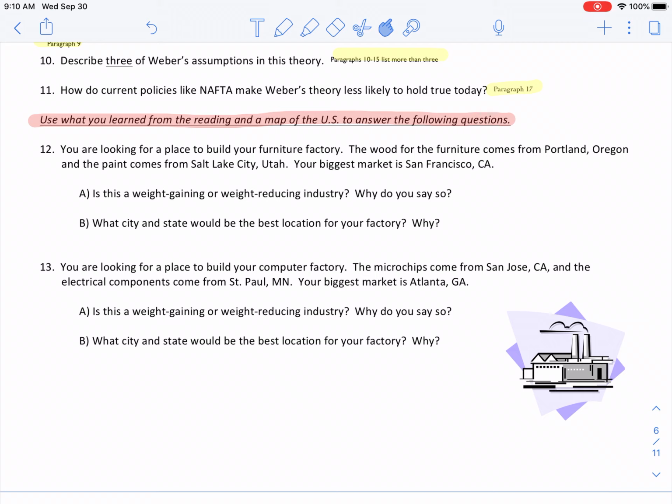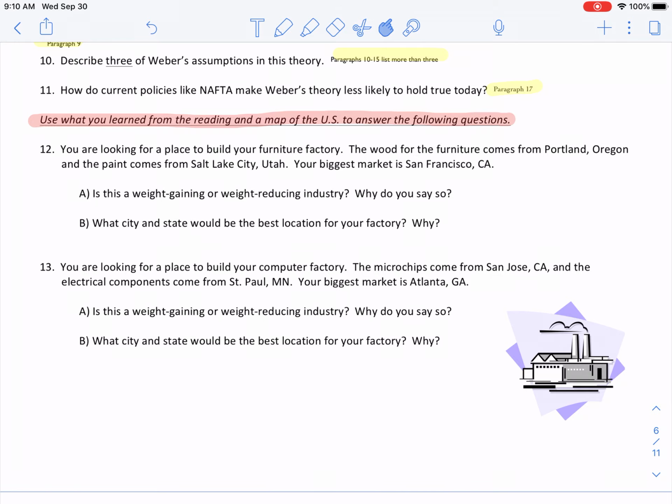So the first thing we have to decide is our furniture factory, is it part of a weight gaining or bulk gaining or weight reducing? In the notes it was a bulk reducing industry. When we think of furniture, if furniture comes from trees, they're very large, they're expensive to transport, and the furniture makes those trees smaller in size when the product is completed. So it is a weight reducing or bulk reducing industry.